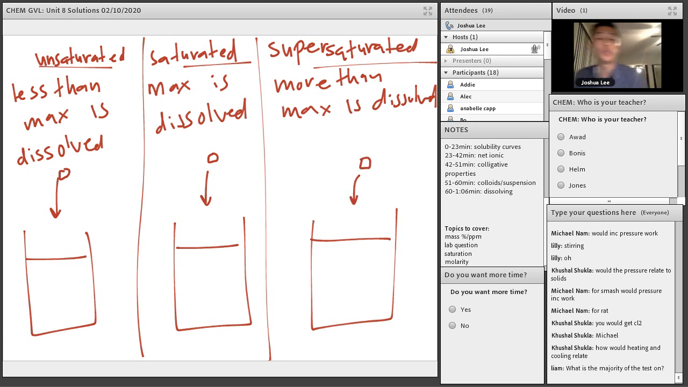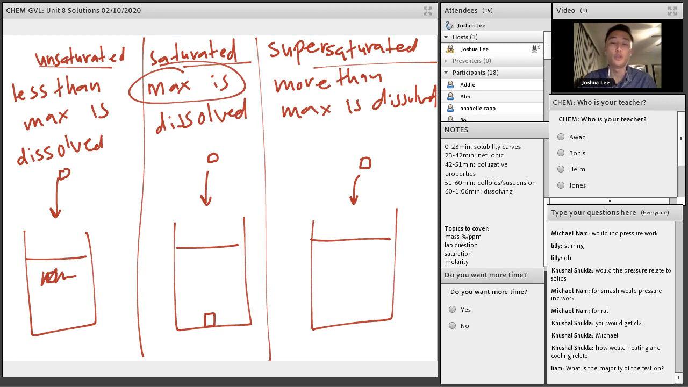If the solution you started off with was unsaturated, when you put in a little bit more, what's going to happen to this little piece of the solute? It's going to start to dissolve because less than the max is dissolved. You won't see it anymore. If you're already at the max, as soon as you drop in a little bit more, it will just go straight to the bottom and look like nothing is happening.